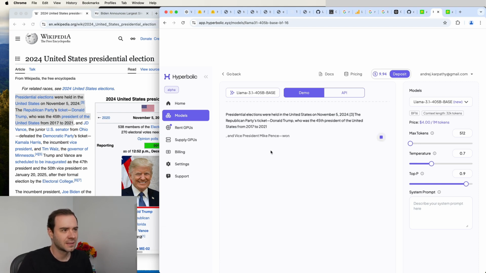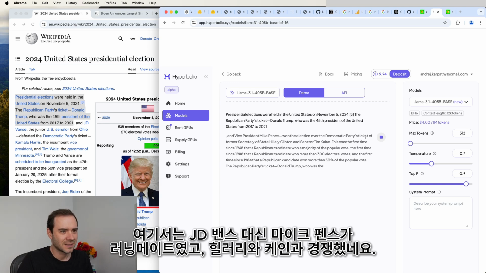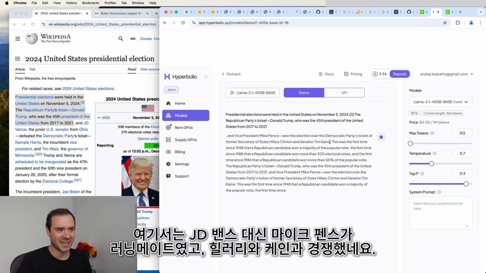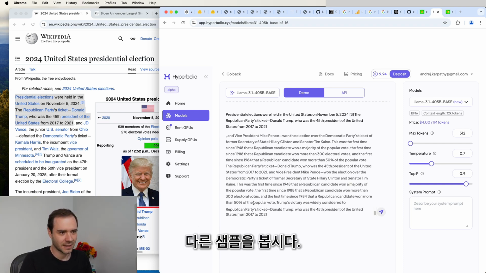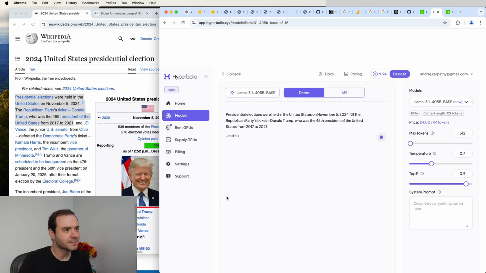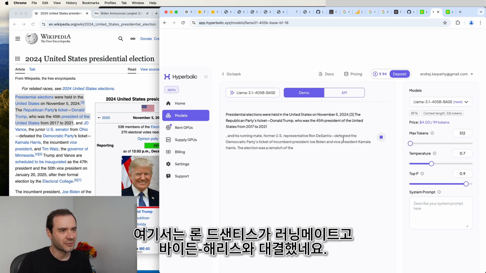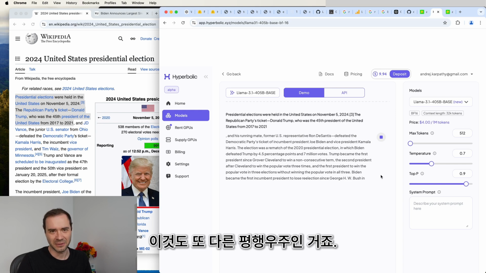So let's hit enter. So here, Mike Pence was the running mate instead of JD Vance. And the ticket was against Hillary Clinton and Tim Kaine. So this is kind of an interesting parallel universe potentially of what could have happened according to the LLM. Let's get a different sample. So the identical prompt, and let's resample. So here the running mate was Ron DeSantis, and they ran against Joe Biden and Kamala Harris. So this is again a different parallel universe.